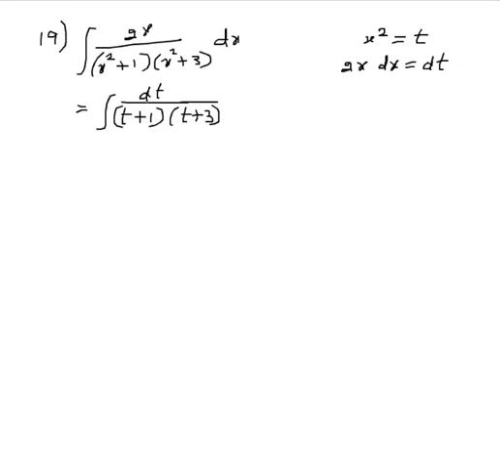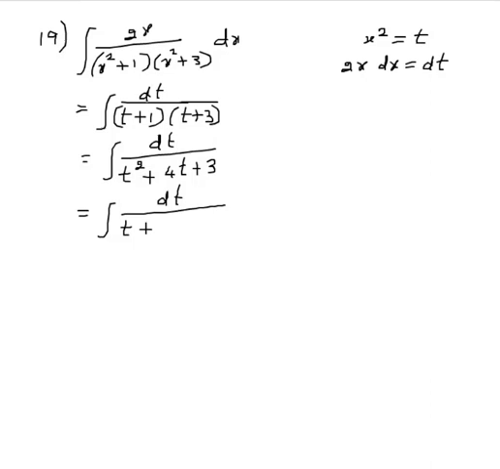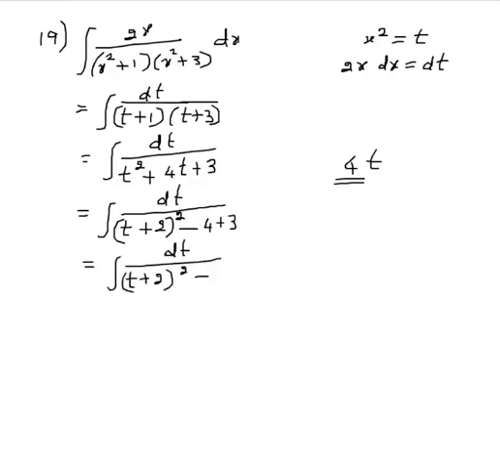Now, after this, again we have two methods. Either we can use partial fraction method or open the brackets, use completion of squares method. Let us use completion of squares method. T square plus 3t plus 1t is 4t plus 3. Let us complete the squares. T plus, divide the coefficient of t by 2, so 2, this is your b term. Complete the squares. Always subtract b square term, which is 2 square, and plus 3. T plus 2 the whole square minus 1 square.